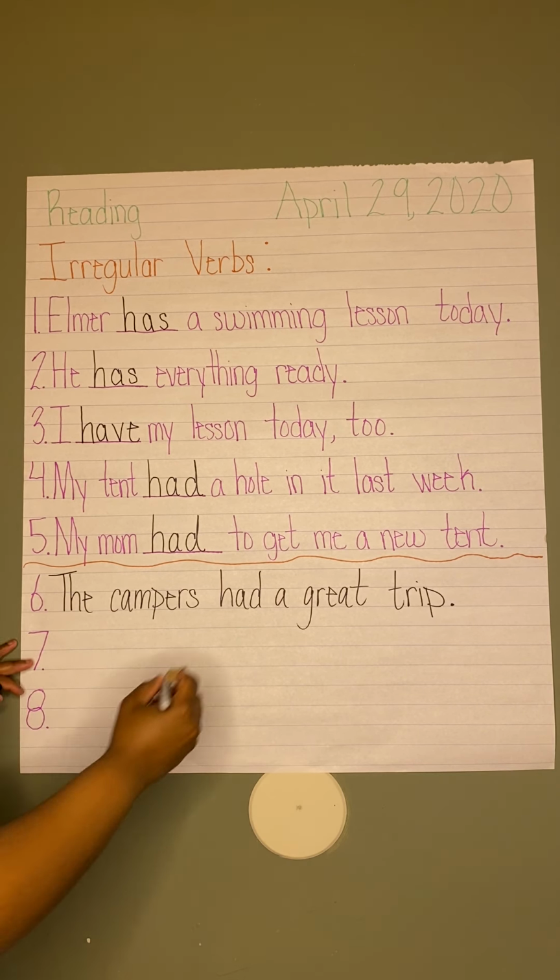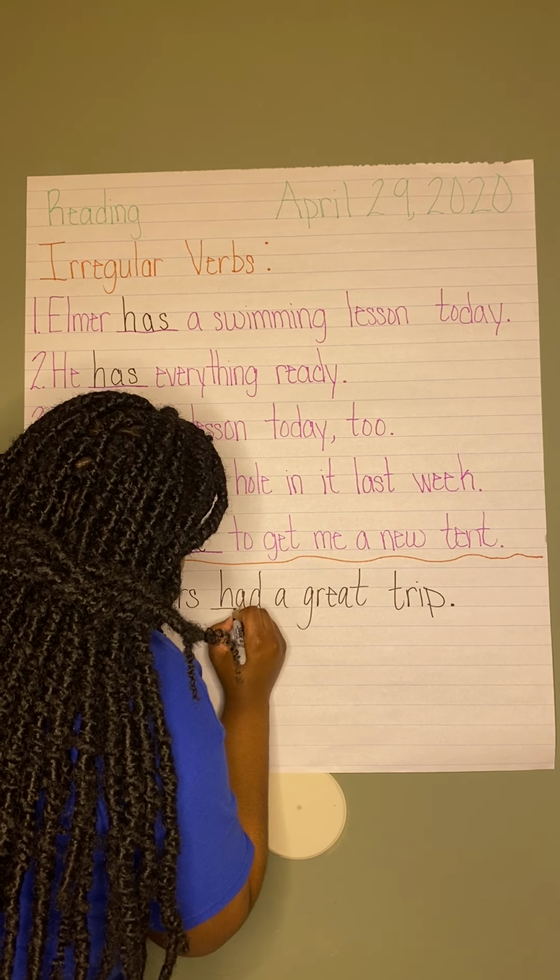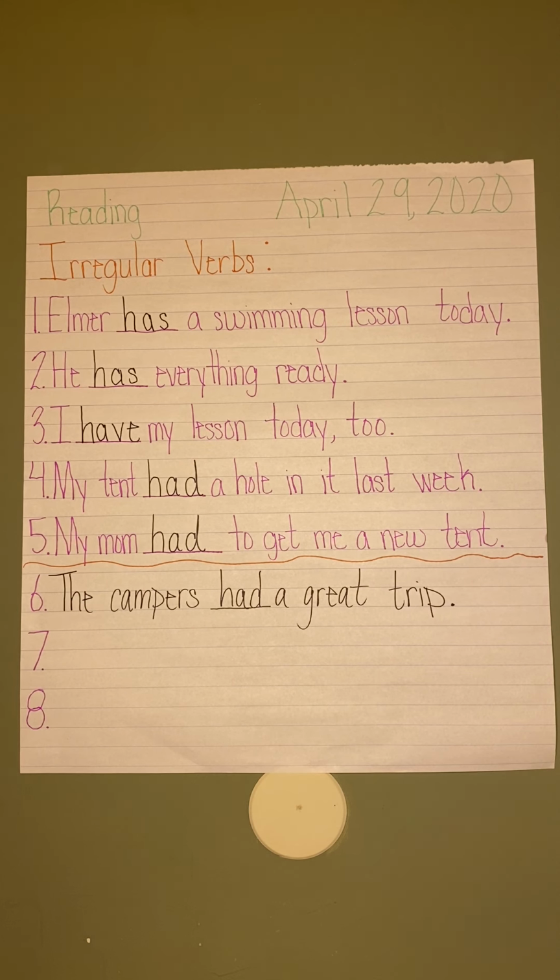And which verb did I use? I used the verb had. Now, you all don't have to underline which verb you used. I would just look to see which verb you use, but I'll underline my verb so that way you know which verb I use. So for had, I used the campers had a great trip.